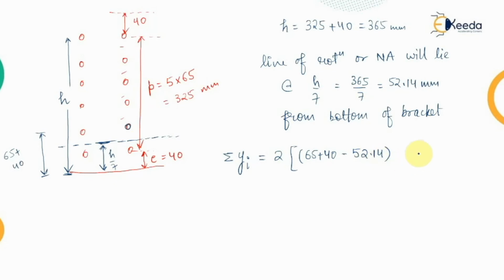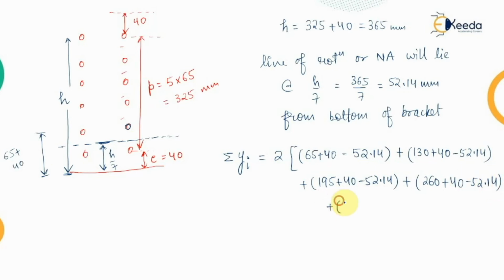That will be for the first bolt. Similarly for the second bolt, it will be 65 plus 65, that is 130, plus the 40 value minus 52.14. For the next one, it will be 195 plus 40 minus 52.14, plus again it will be 260 plus 40 minus 52.14, and for the last value it will be 325 plus 40 minus 52.14.